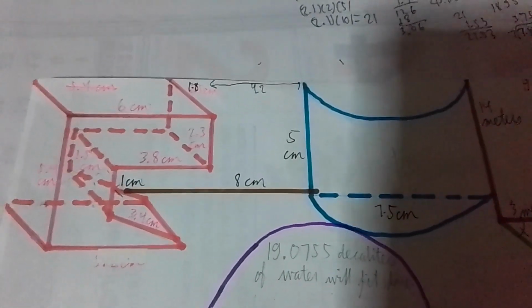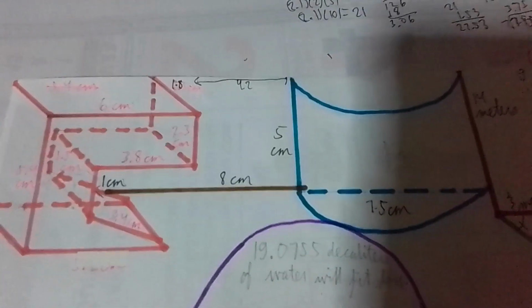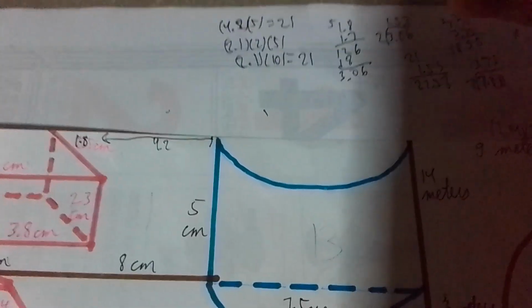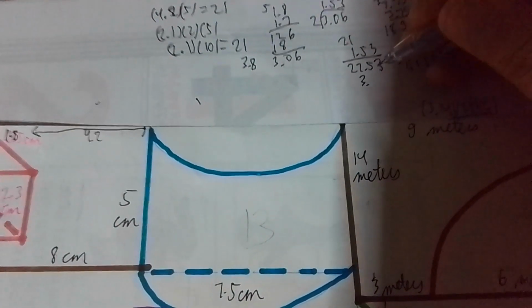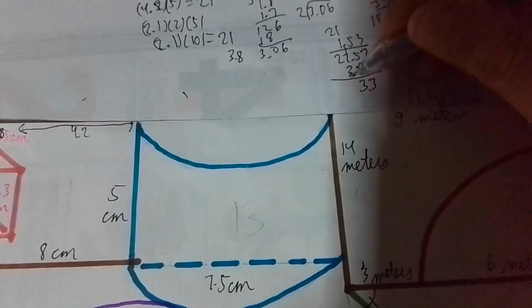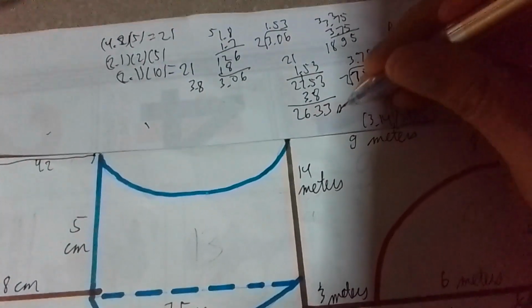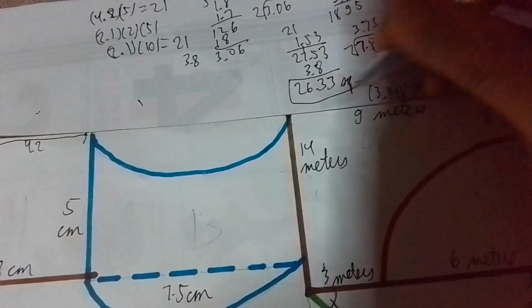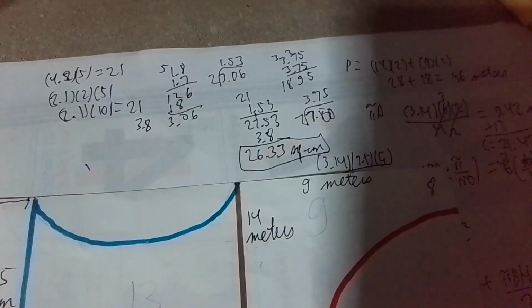Okay? Last but not least, we have this: 1 times 3.8. That's the last rectangle. So that's just 3.8. Therefore, the area of this figure is 26.33 square centimeters. That's it, folks.